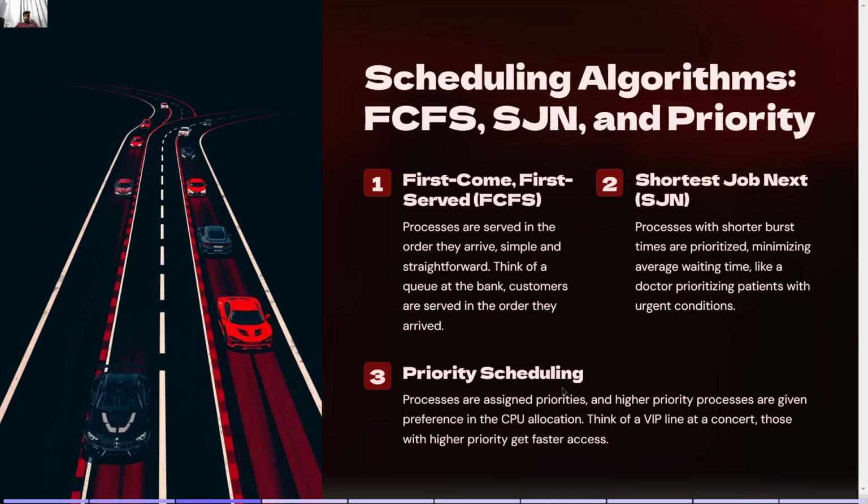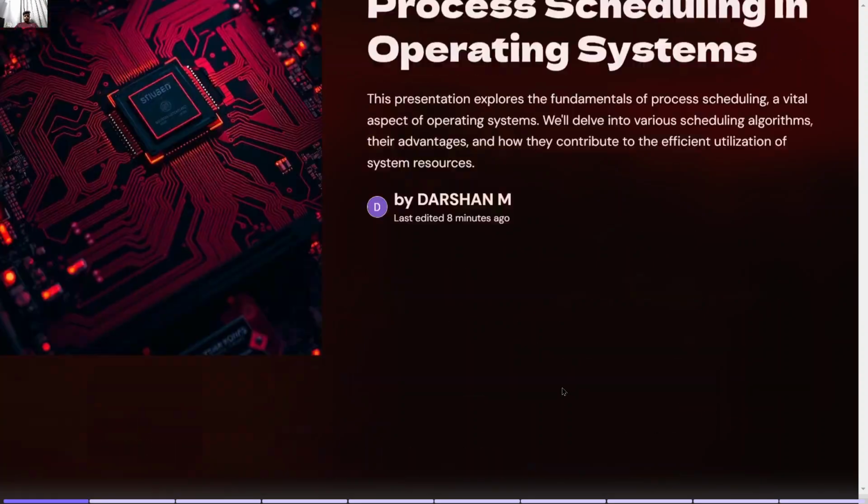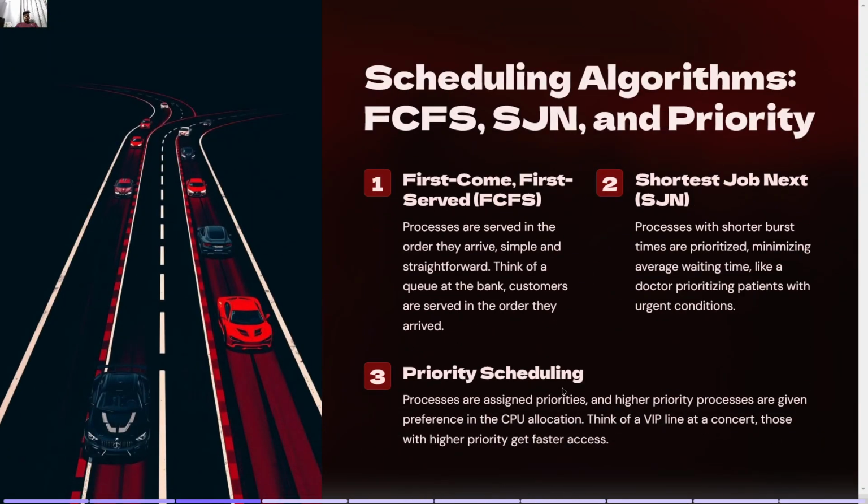Now, scheduling algorithms. Some of the scheduling algorithms are FCFS, which is also known as first come first served. Processes are served in the order they arrive, simple and straightforward. Think of a queue at the bank, customers are served in the order they arrived.